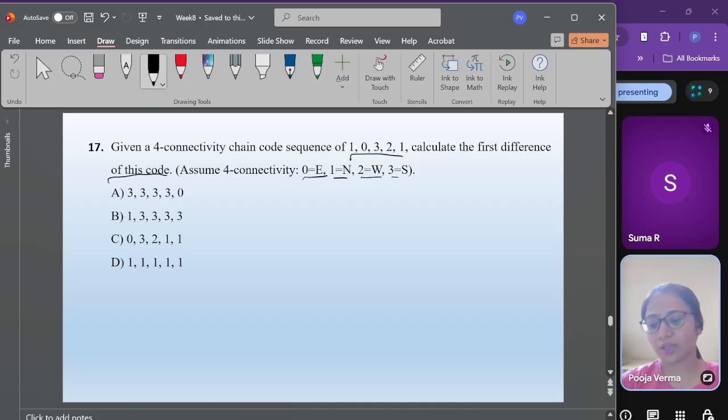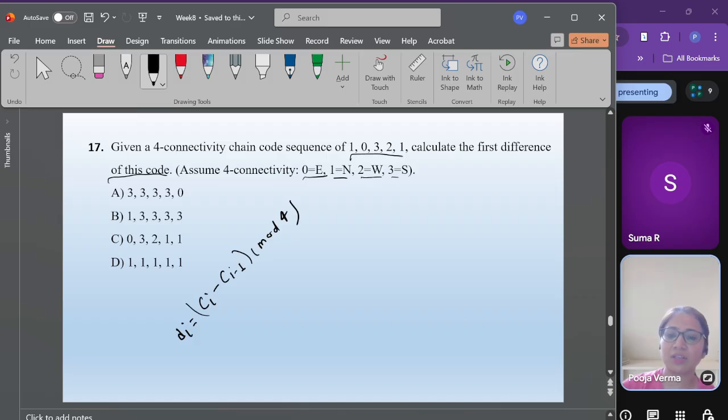So how can we calculate it? We have already seen that to calculate the first difference of the chain code, each element of the difference is determined by the number of counterclockwise transitions needed to move from the previous code. So the difference b_i is calculated by c_i minus c_{i-1}. Here it is 4-connectivity, so that means mod 4 will be applied.